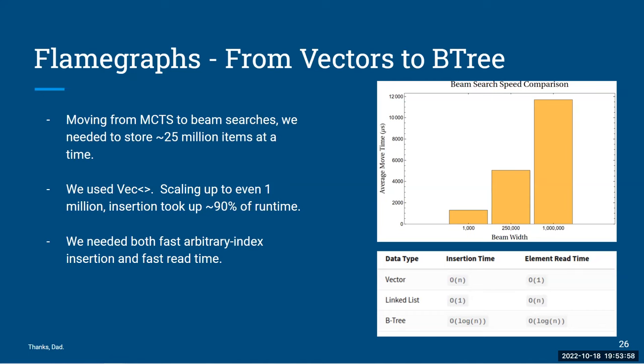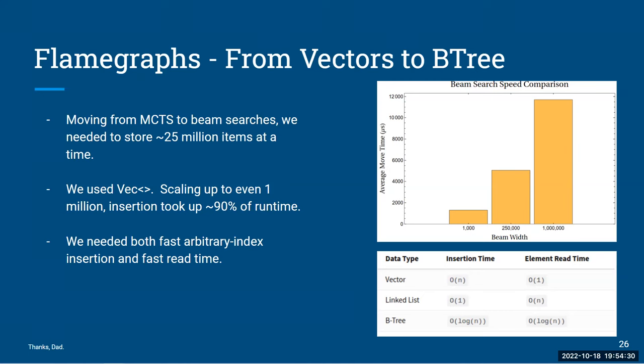So our next thought was linked lists, because with linked lists you have extremely fast insertion. The problem is figuring out where to insert in the linked list. If you're inserting somewhere in the middle and not on the ends, it would be just as hard as inserting on a vector. And so for neither one of these did we get both. We needed both arbitrary index insertion and arbitrary index read, and we needed something that was relatively fast for both.